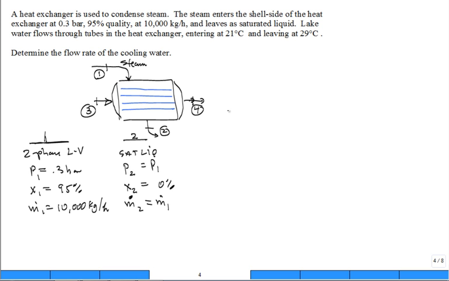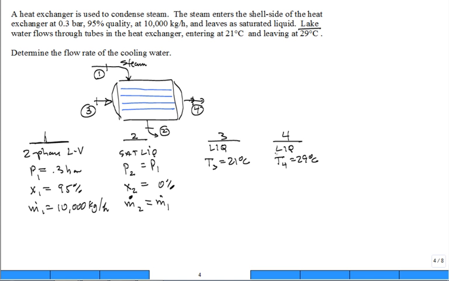All right. Let's go now and talk about state 3 and state 4. Lake water flows through the tubes in the heat exchanger, entering at 21 degrees C. So we have 3 coming in, so I'm going to put T3 equal to 21 degrees C, and leaving at 29 degrees C. It's lake water. What do you think about the state of the fluid? How would I describe it? Is it superheated vapor? What is it? Condensed liquid. It's liquid. It's definitely not even close to changing phase. If I had to guess the pressure, what pressure would it be? 1 bar. Yeah, lake pressure.